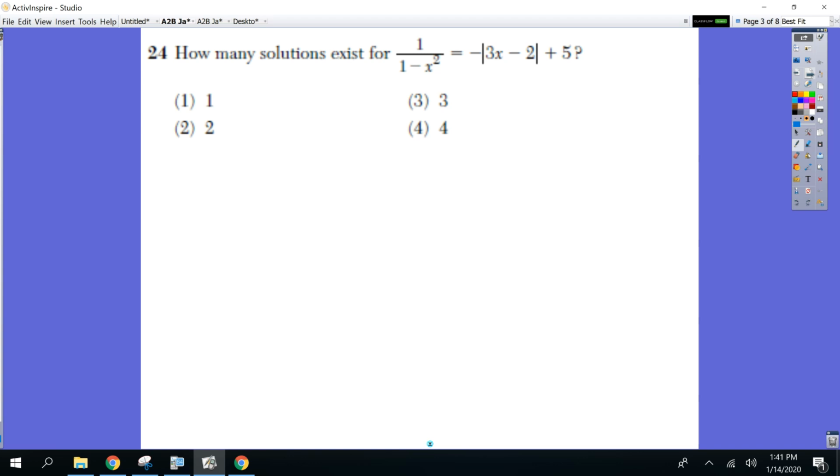Here we go, 24. How many solutions? Look, I'll even admit I have no idea how to solve this. But am I looking for what the answers are? I just want to know how many there are. So is there another way around this other than me trying to solve it, figuring out how many answers there are?